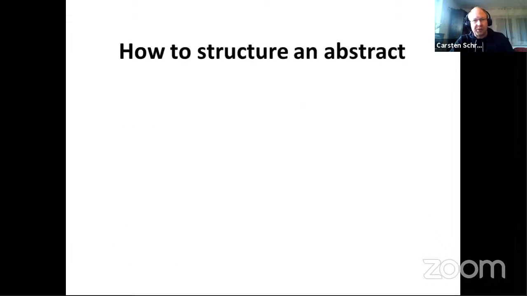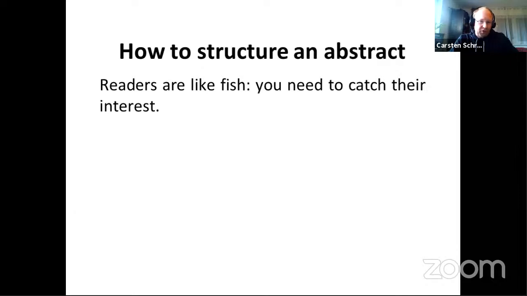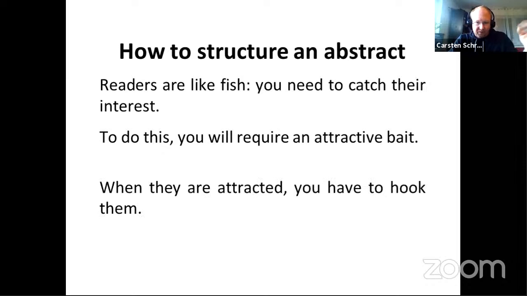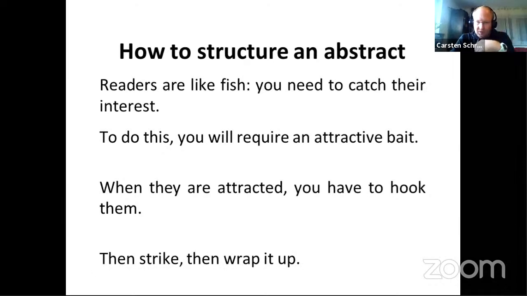So how to structure an abstract? Readers are like fish. You need to catch their interest. You need a bait. That's the first sentence. The first sentence should read in a way that they think, oh, it's interesting, that study. Then when the readers are attracted, you have to hook them. First, you have to make them interested, like a fish who's going for the worm, but then he also has to take it. And then one has to strike it and to wrap it up. To wrap it up means to make it citable.